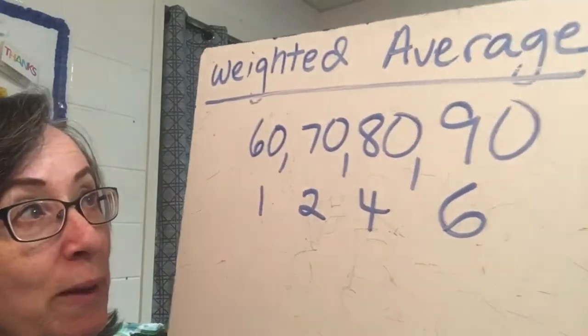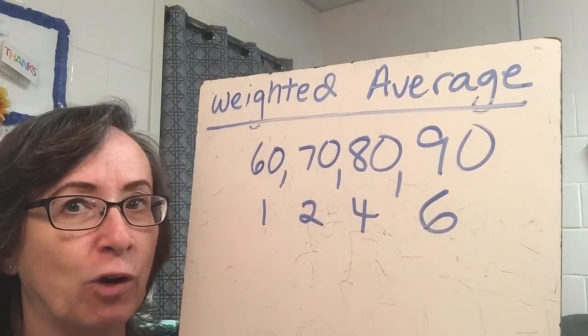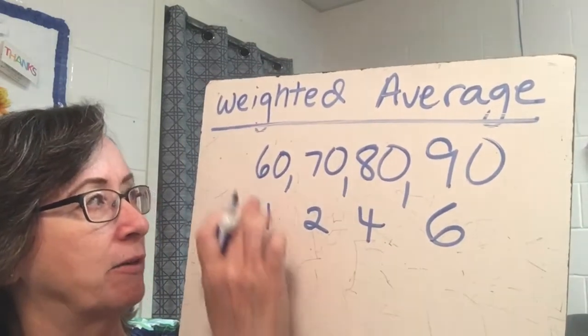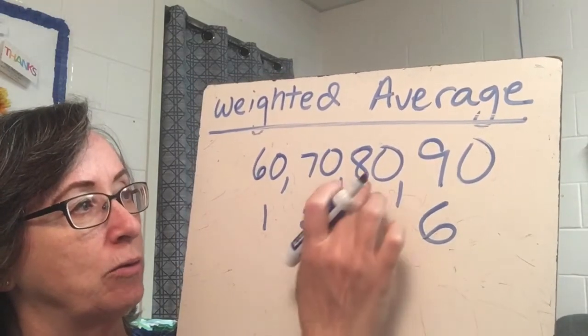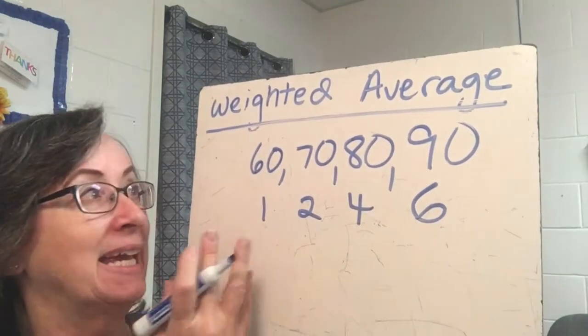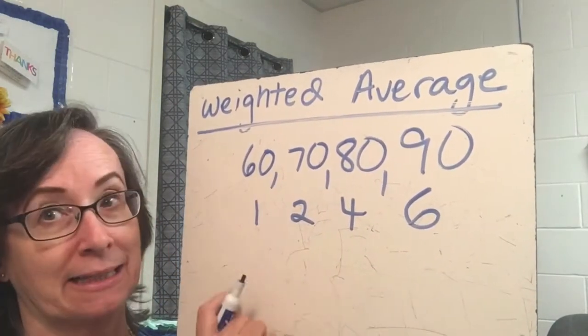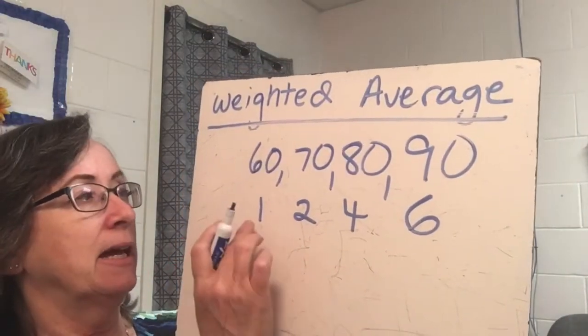Okay, so here we have a problem, and these are Jim's test scores, but they're weighted different weights. So the first test score was just weighted 1, the second one was weighted 2, the third one was weighted 4, the fourth one was weighted 6. Isn't he lucky? He scored 60 on the one that was only weighted 1 time.